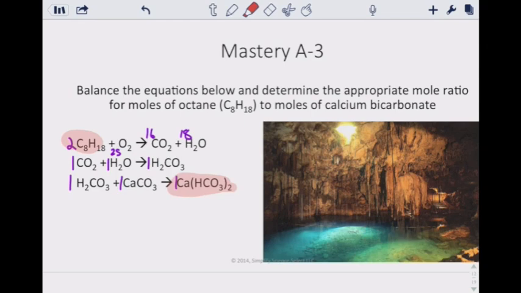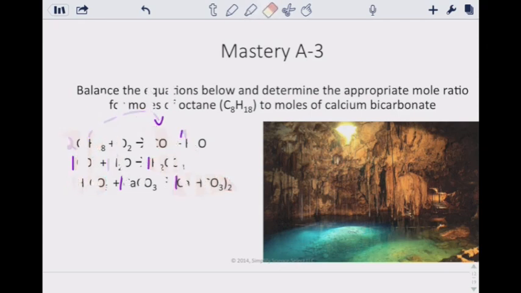So when you're doing this, the first thing you have to do is convert from our octane to CO2, and that is a 2 to 16, and then it's 1 to 1 to 1 to 1. And so we'll convert to CO2. Why do we convert to CO2? Because I see it here, and that can help us convert to our H2CO3, and we can use that to convert to our calcium bicarbonate. Really, the conversion is just between our octane and our carbon dioxide. Everything after that is going to give us our ratio throughout. So it's just a 2 to 16 ratio.